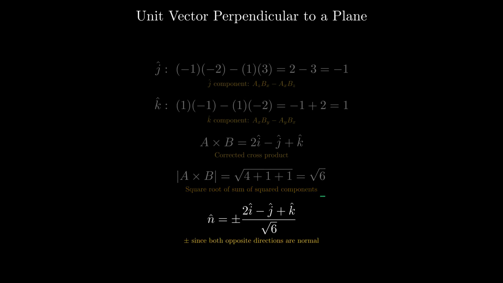Dividing the vector by its magnitude gives the unit normal with a plus or minus sign, since the two opposite directions are both perpendicular to the plane. Now let's talk about volumes.